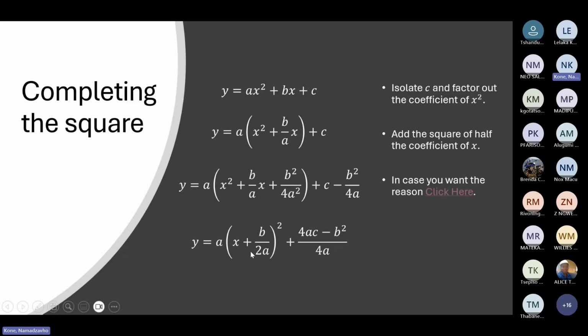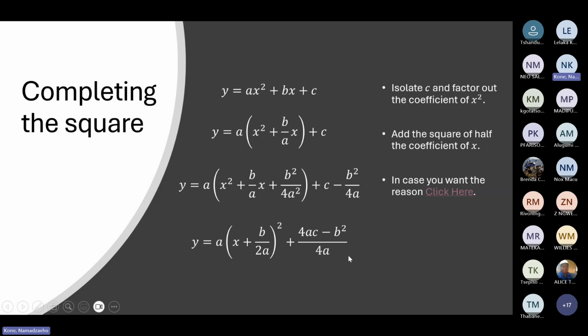Now, if you take that x equals minus b over 2a and substitute it in place of x here, it will give you 0 here, squared, which is 0, times a, which is 0. Then you will be left with y equals that. That 4ac minus b squared over 4a is the y coordinate of the turning point of any quadratic function.